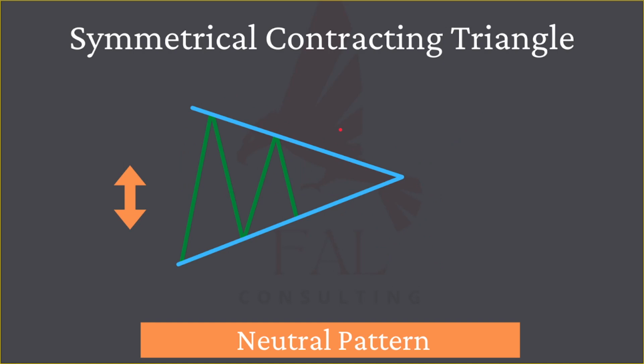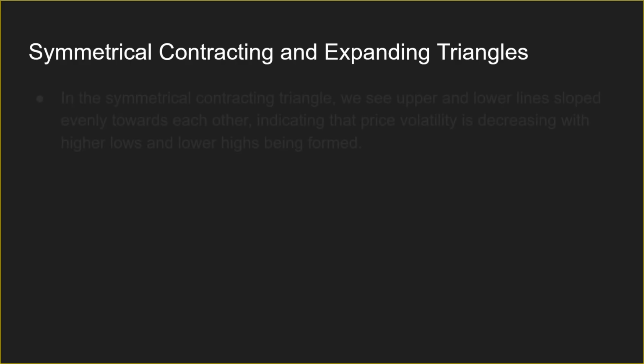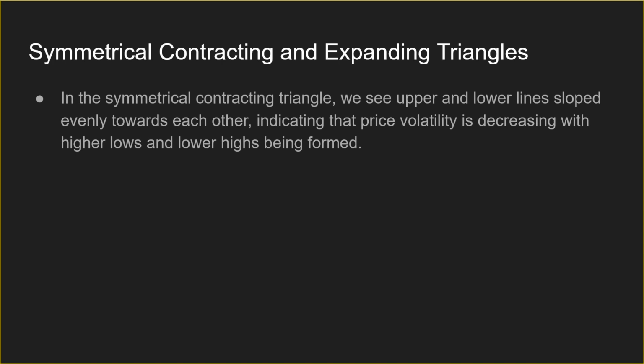We also have the symmetrical contracting triangle. This is once again considered a neutral pattern. And we'll also take a look at symmetrical contracting and symmetrical expanding triangles at the same time. In the symmetrical contracting triangle, we see upper and lower lines sloped evenly towards each other, indicating that price volatility is decreasing with higher lows and lower highs being formed.